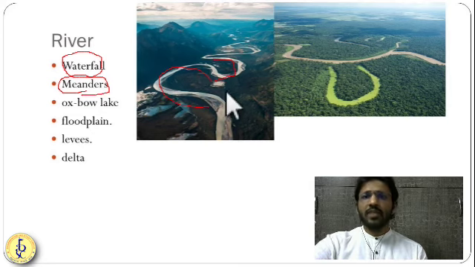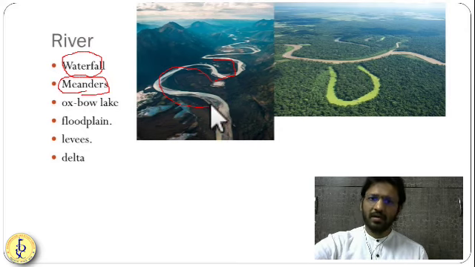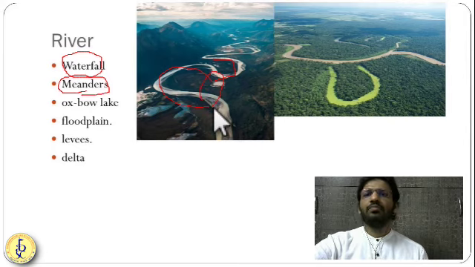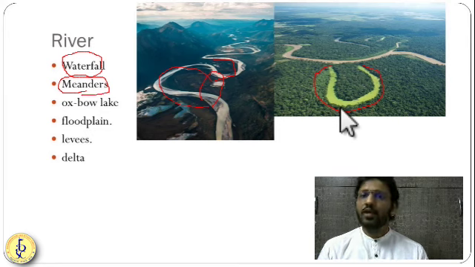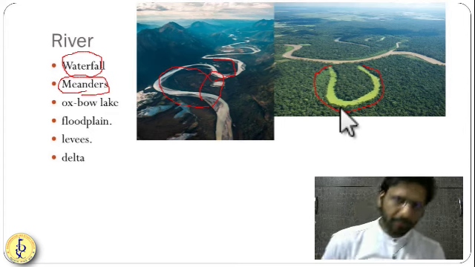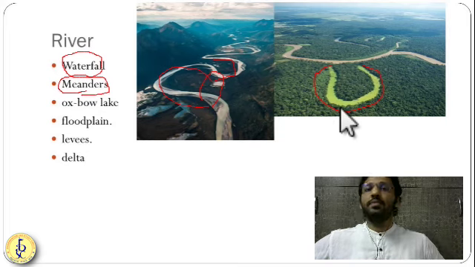Getting it? Sometimes these meanders break away from the river. When these meanders break away from the river, a lake will be formed, which is in the shape of a horseshoe or the shoe of a bull. It is known as ox bow lake. Getting it? We are going to see these things in detail. So these lakes that have been formed are known as oxbow lakes.